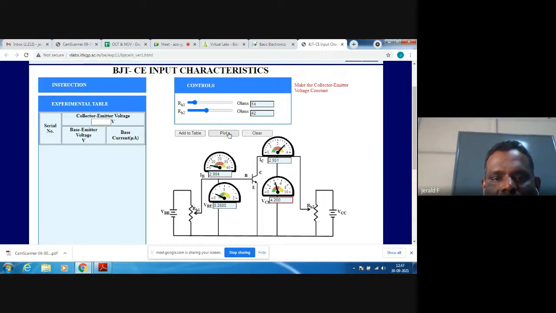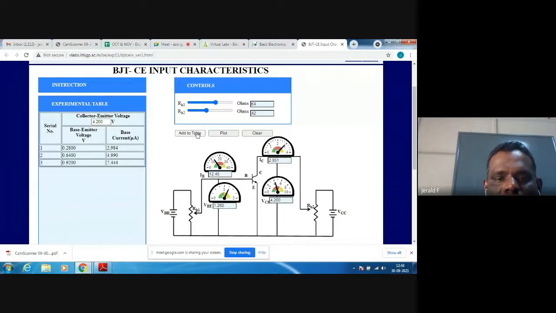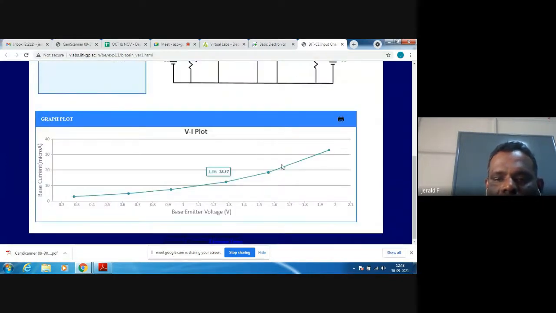What is varying the voltage? You can note down the values. So add to the table the first value, second value, third value, fourth value, fifth value and sixth value, whatever it is, you can put it. Okay, so next go for plotting, gradually.